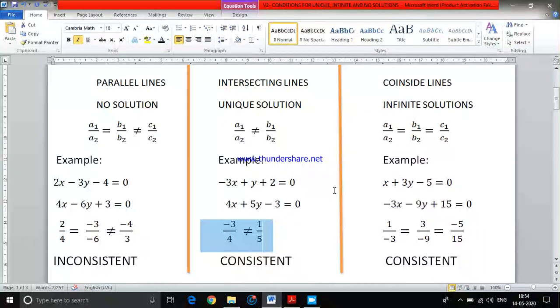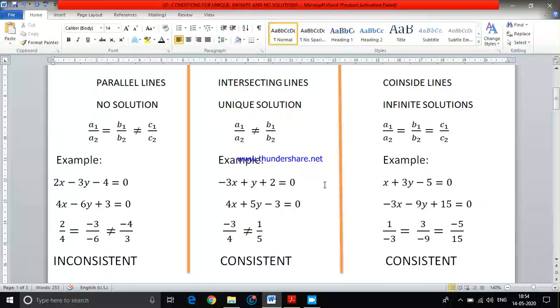So here, if you observe the first example or the second example, actually I am not solving the equations. I don't know what the x values or the y values are. But just by looking at their coefficients and comparing the ratios, I can decide whether the equations can be solved. If it is solvable, how many solutions exist, a unique solution or infinite solutions. Understood?